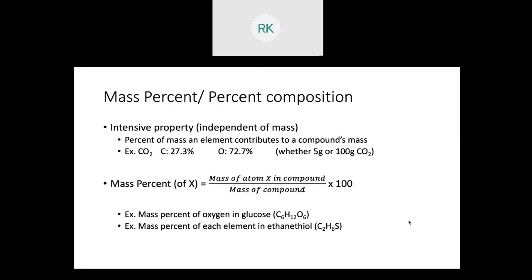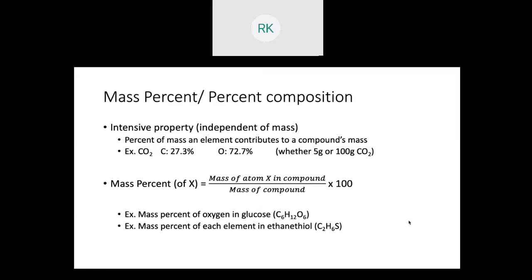Okay, so just to go over the general format of the equation: the mass percent of x, and x can be any element, is equal to the mass of that element in a compound over the total mass of the compound. And then you multiply it by 100, but the only reason you multiply it by 100 is to turn it from a decimal into a percent, okay?